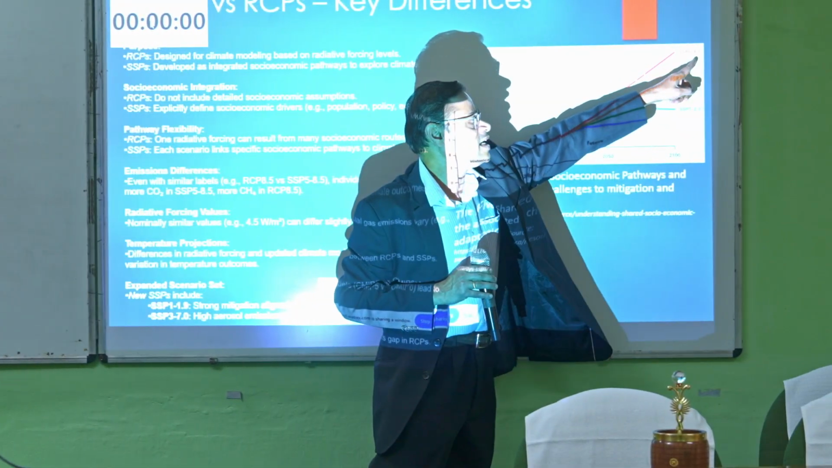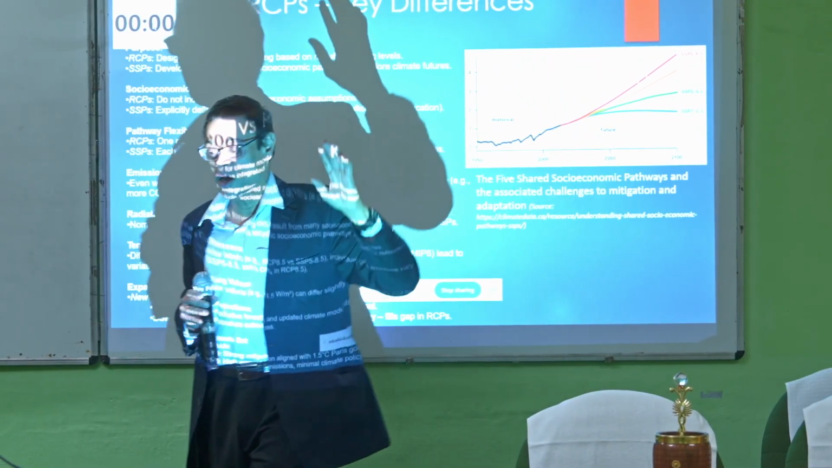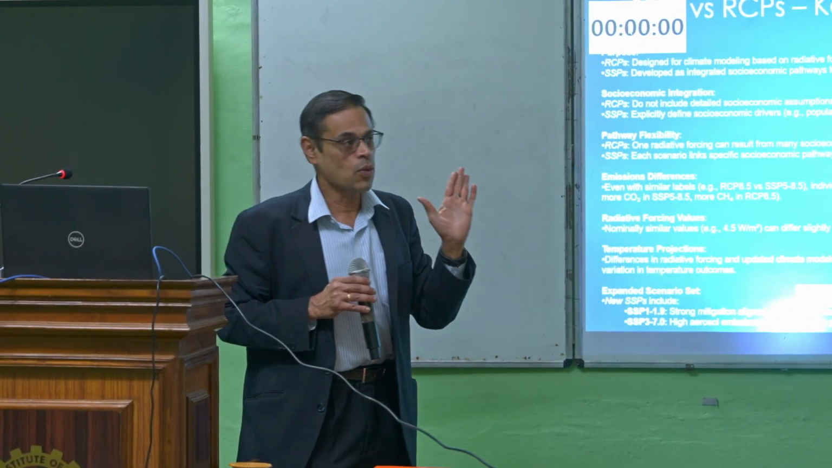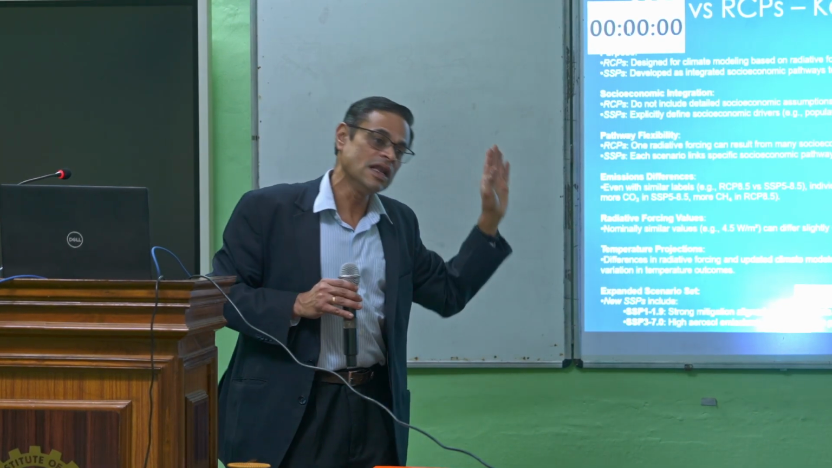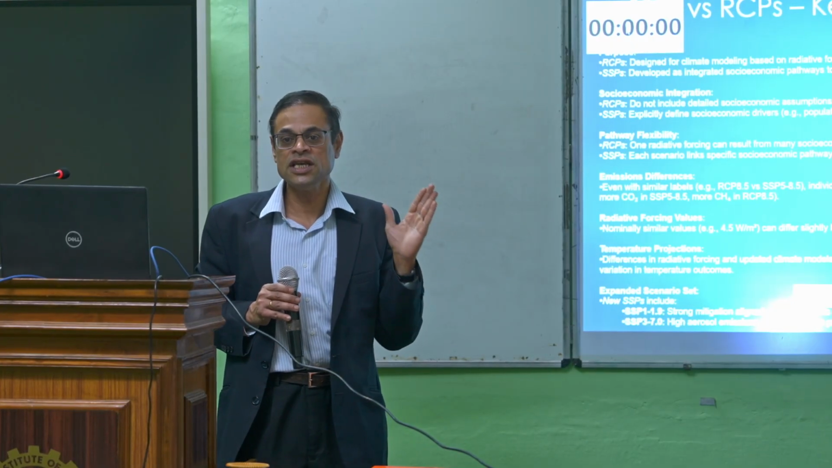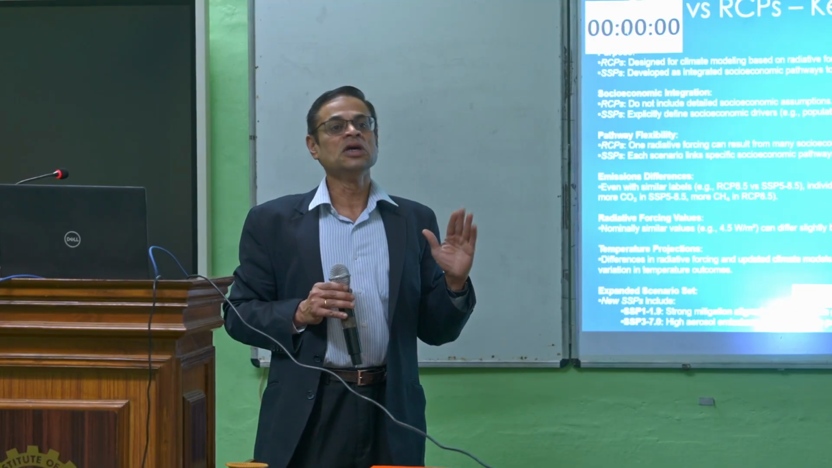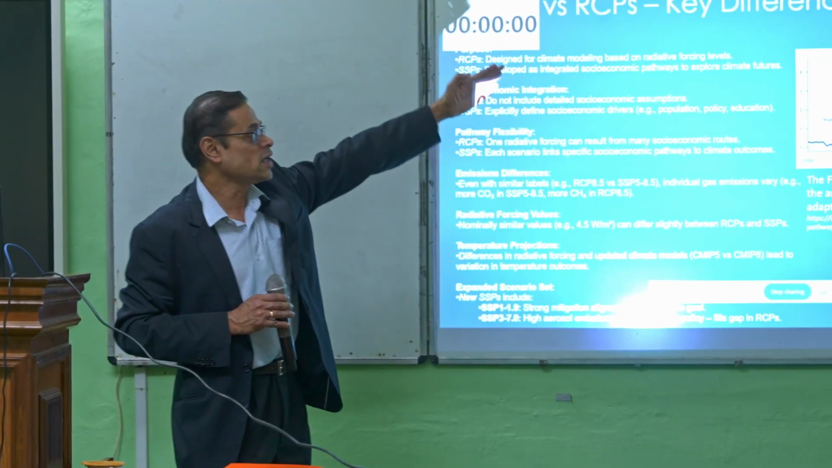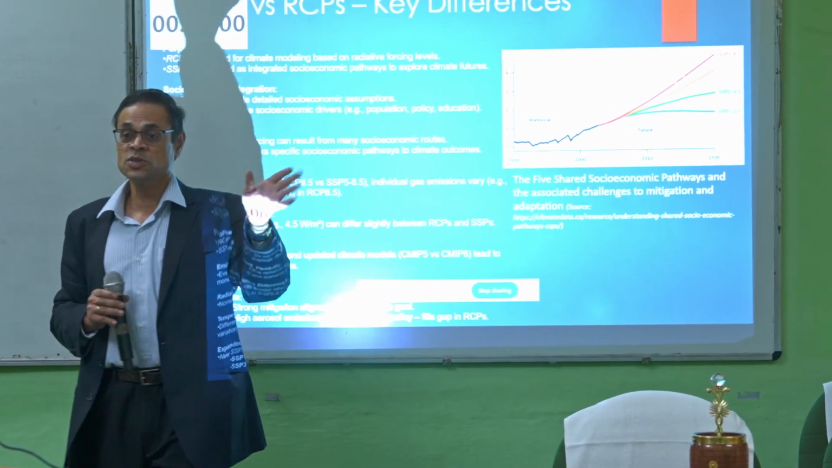The worst situation, 8.5 watts per meter squared, with the SSP 5 scenario they call. That means nobody wants to control emissions. Nobody wants to worry about how much pollution they make, but they are going to live as is, without any change in their practices, polluting as much as possible, emitting as much as possible, thinking nothing will happen. So in the worst case scenario, climate change will create significant change with respect to temperature increase, precipitation change, and all that.